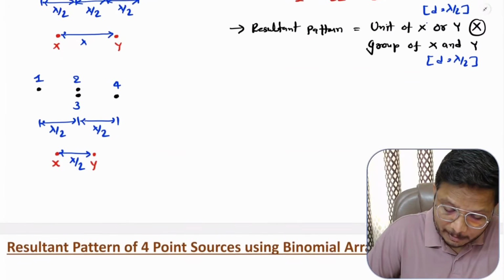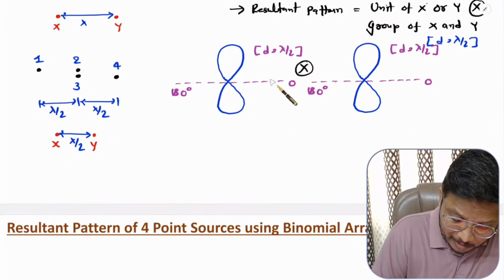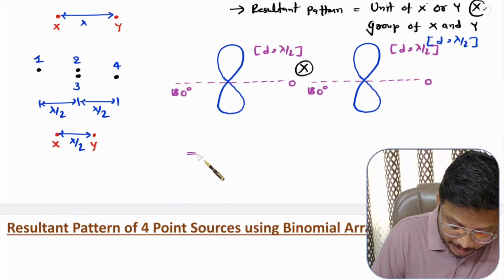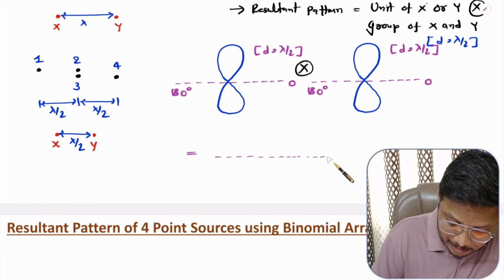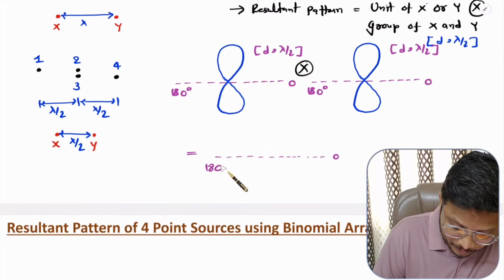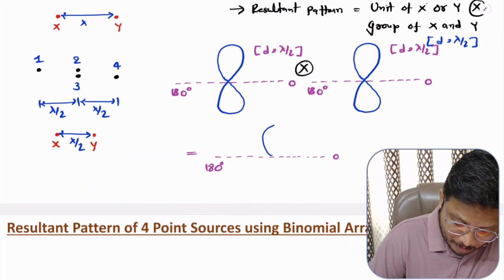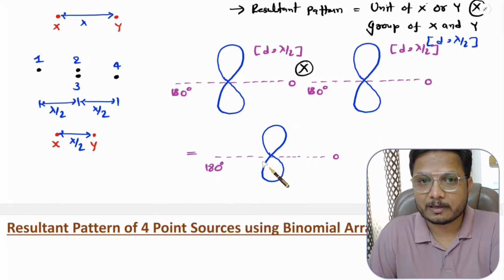So you will be multiplying this pattern 2 times. And if you multiply these 2 patterns, then null locations are there at 0 and 180 only. Right. So here, after multiplication, nulls are there at 0 and 180 only. So maxima into maxima results in maxima only. And with this, we don't have any minor lobes, right?